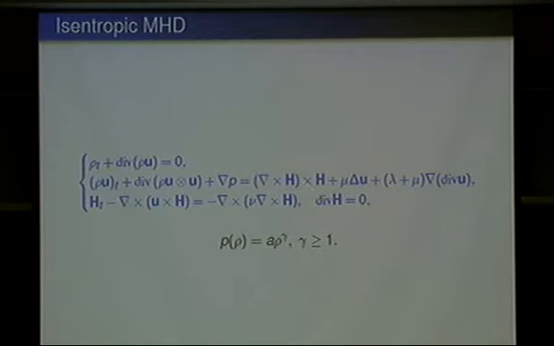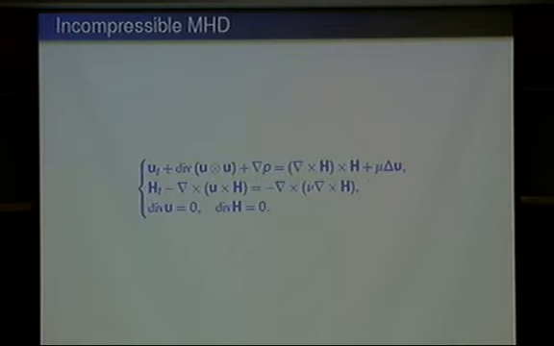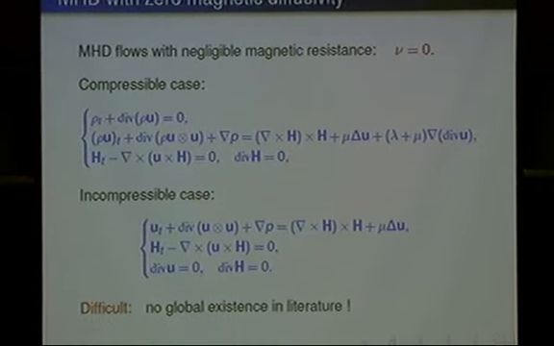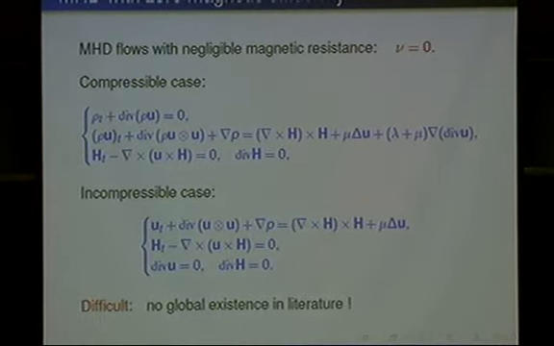The isentropic case is like this. In the incompressible case, you have that the divergence of the velocity is 0, the incompressibility condition. And now this is zero magnetic diffusivity, meaning mu equal to 0. This corresponds to a physical regime where you have negligible magnetic resistance. So you have the compressible case like that, with the low viscosity for the equation of H. The incompressible case is the same.